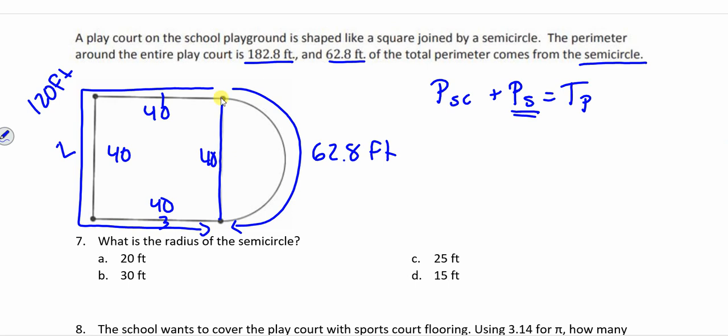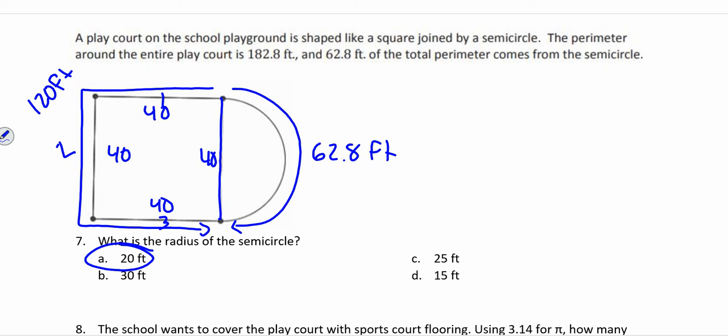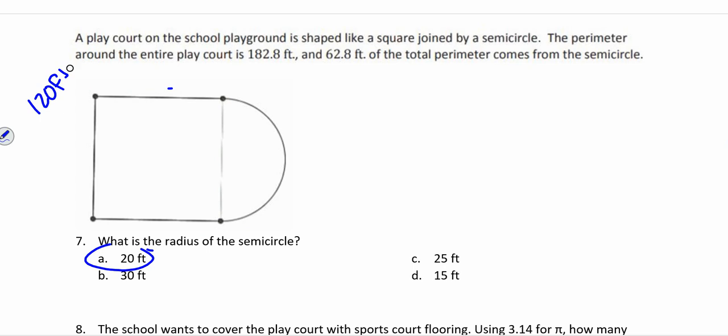Well, if the diameter is 40 feet, then I know to find the radius, all I do is take the diameter and divide it by 2. That gives me my radius. So the diameter divided by 2, 40 divided by 2 is going to be 20, so it's A. Now, all that is necessary for us to do problem number 8, because number 8 is going to require us to find the area of this entire shape. In order for us to do that, we needed to know the radius of the semicircle. So now we know the radius of the semicircle, so now we can find the area of this shape.